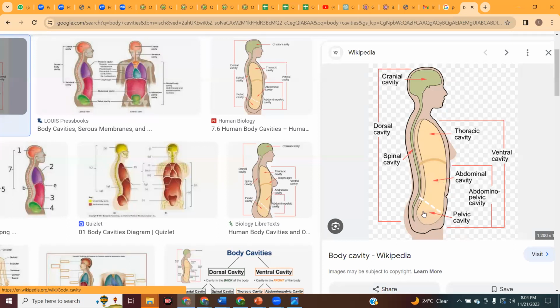And the pelvic cavity contains what? The reproductive organs. What else? The urinary bladder and the rectum. And then we have the spinal cord cavity or the vertebral cavity. What does that hold? It holds the spinal cord, the space where the spinal cord passes through. Okay, so those are your main body cavities that we talked about.